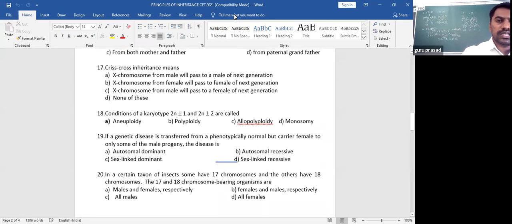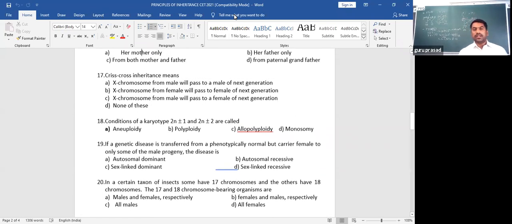Next question. Crisscross inheritance means. So one more type of inheritance, crisscross inheritance. This is also called Z inheritance. Here, it is the inheritance where a male progeny receives the X chromosome from the grandfather, the maternal grandfather we can say. So a mother receives the X chromosome from her father, that is, for the F2 generation it is the grandfather. Mother is the F1 generation, the parent is the grandfather.